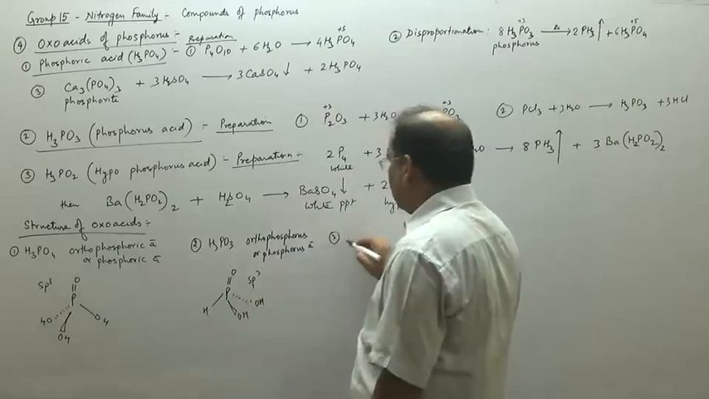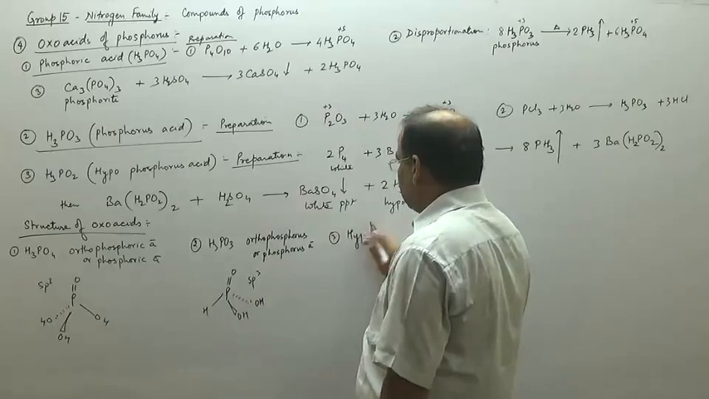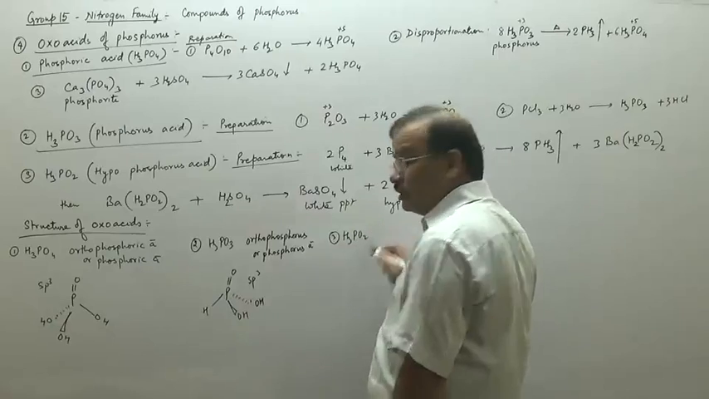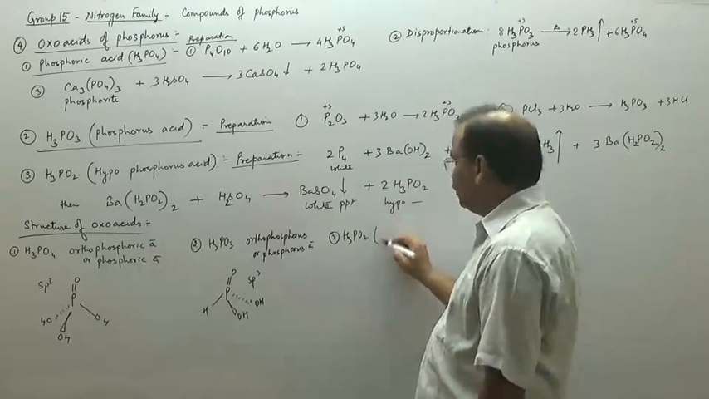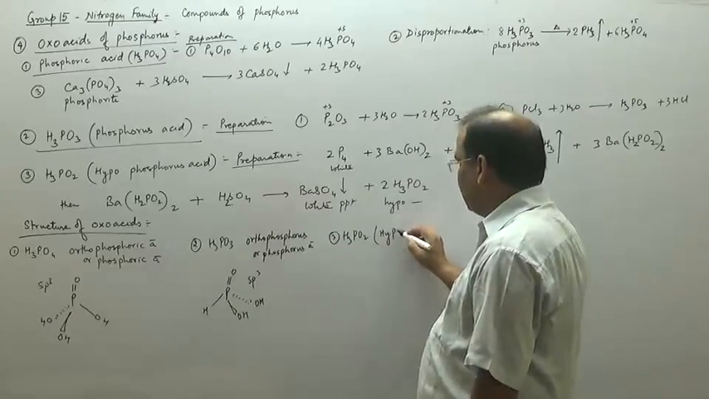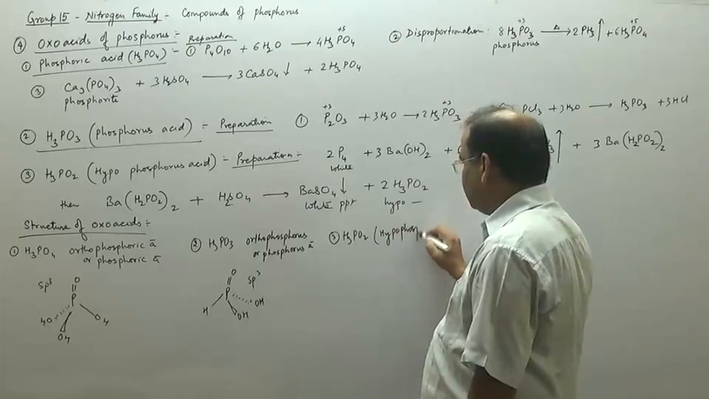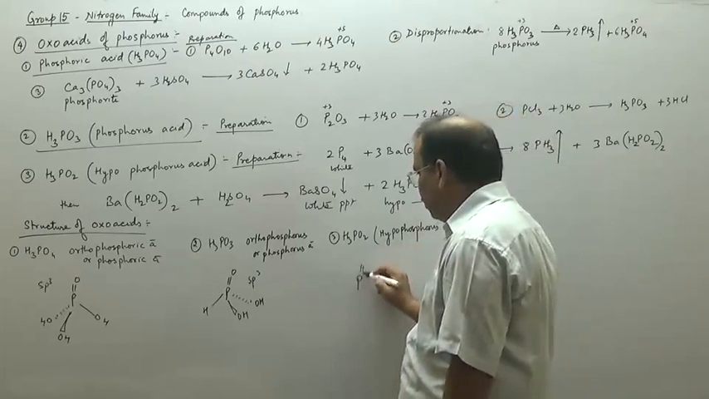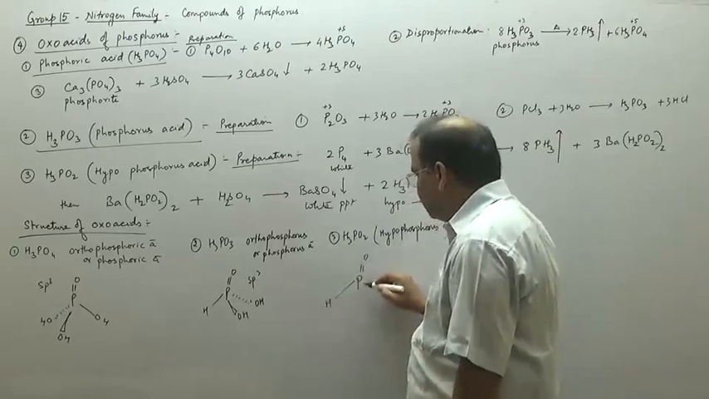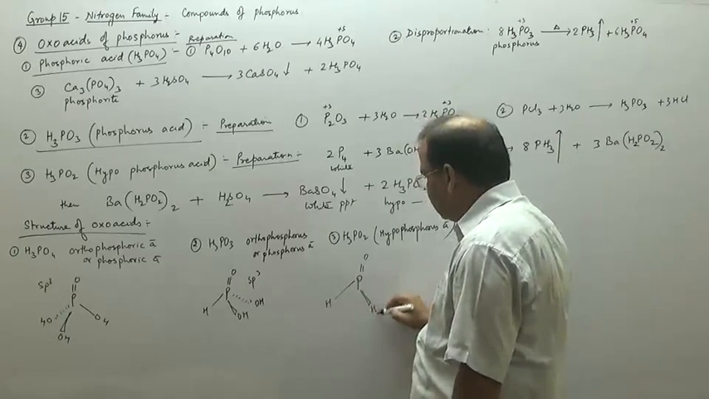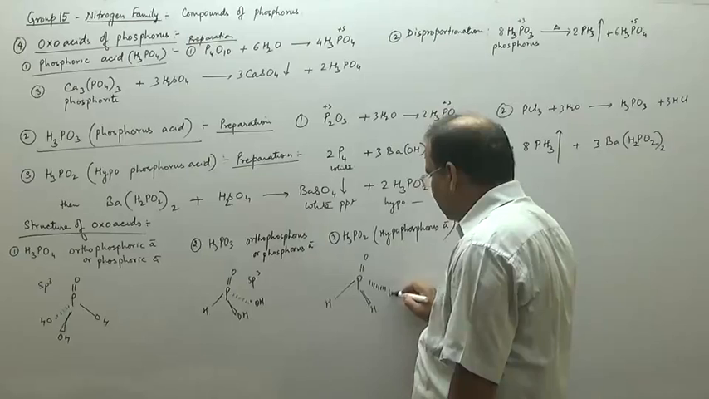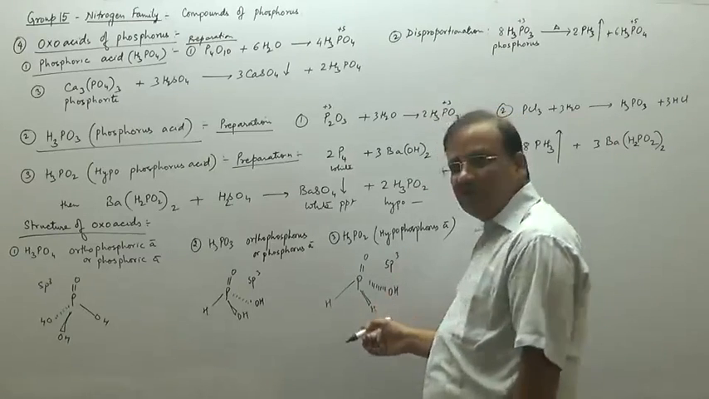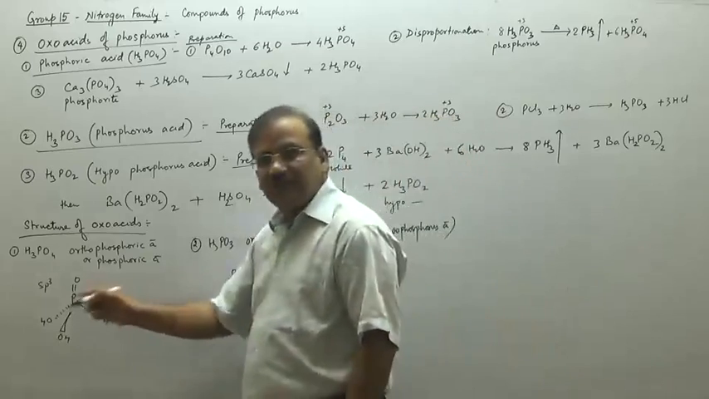Then I'll write hypophosphorous acid, H3PO2. The hypophosphorous acid will be like this: P double bond O, one hydrogen like this, another hydrogen like this, and one OH group like this. That is sp3 hybridized. This is one replaceable hydrogen atom, this is 2, this is 3.